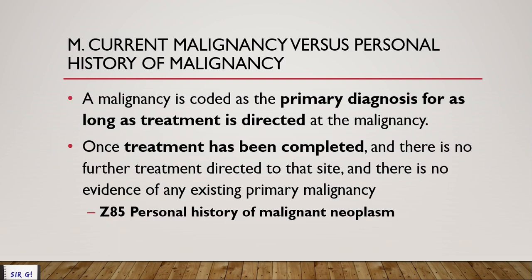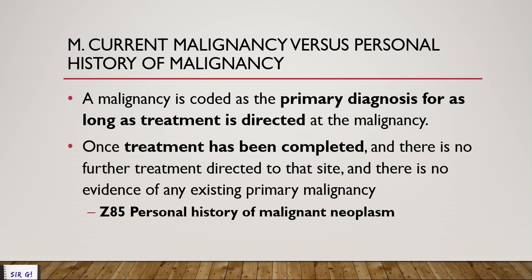Okay, current malignancy versus personal history of malignancy. Now, it's very important in your coding, guys. I always see this when I'm auditing codings, that it's very important to determine if the primary cancer is still present or not, because this may impact the reimbursement. Okay? So, a malignancy is coded as the primary diagnosis for as long as the treatment is directed to the malignancy. If there is still ongoing treatment for the malignancy, you can code the primary diagnosis as the malignancy.